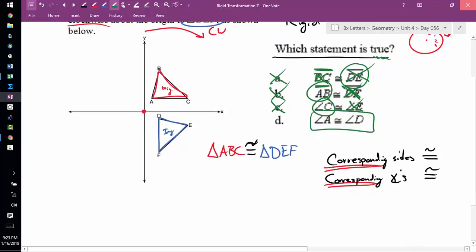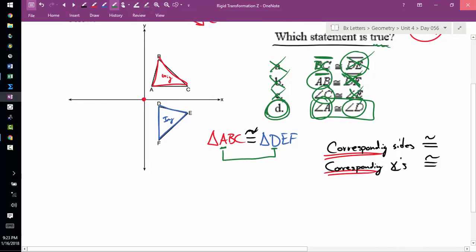And I'll even check it. Look, they're saying angle A, that first angle. Well, I know angle A has to be congruent to the corresponding first letter in the other triangle. And that is the last statement. Angle A is congruent to angle D. And that's why this, D, is your answer for this.